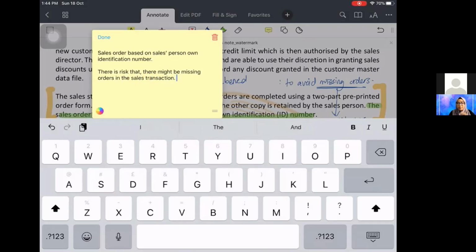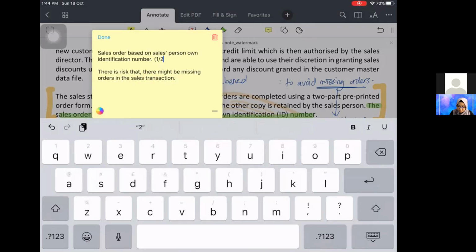Okay. If you stop until here, you are still unable to get half mark, next half mark. You need to give impact to company, remember? Hence, what is the impact to company? You can relate it with the assertion that you just mentioned, completeness. Hence, what will become incomplete?